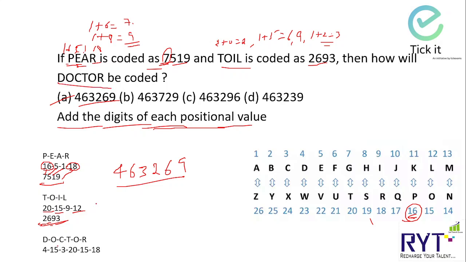Same way, let us try for this. Doctor. D means 4. Directly you can write. O is 15. 1 plus 5 becomes 6. C is 3, directly written. T is 20, 2 plus 0, 2. O is 15, 1 plus 5, 6. R is 18, 1 plus 8, 9. So 4, 6, 3, 2, 6, 9 is the right answer. So basically we have to add the digits of each positional value if there are 2 digits. If it is a single digit, directly write it.